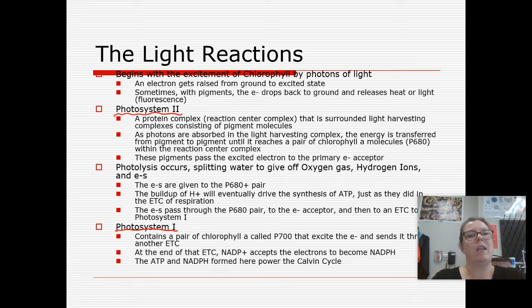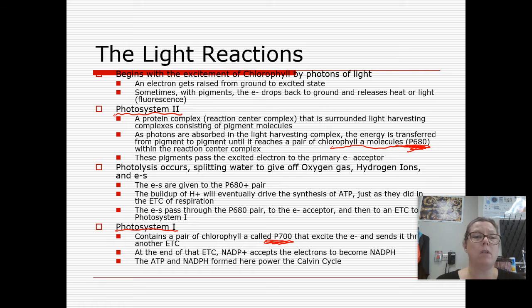And within the reaction center is a pair of chlorophyll molecules called the P680 chlorophyll molecules within photosystem 2. And then within photosystem 1, that pair of chlorophyll molecules is called P700. And those are the chlorophyll molecules that are actually going to cause the reduction or oxidation. They're going to kick off the actual electron transport chain that is the light reactions. Okay, so that's what you need to know there.